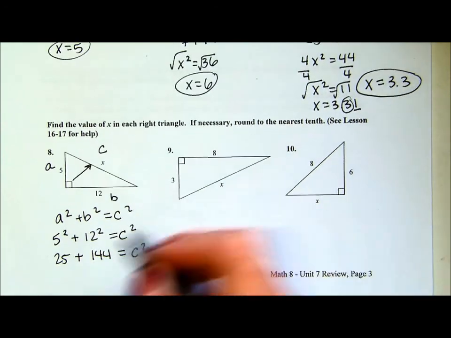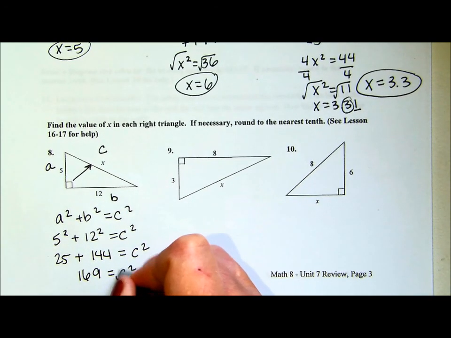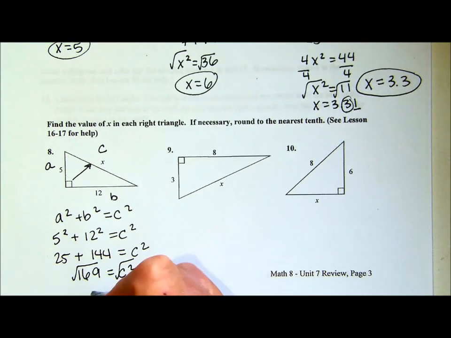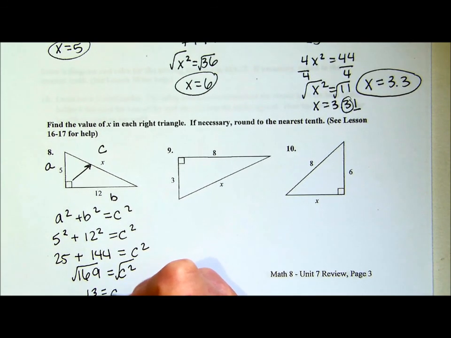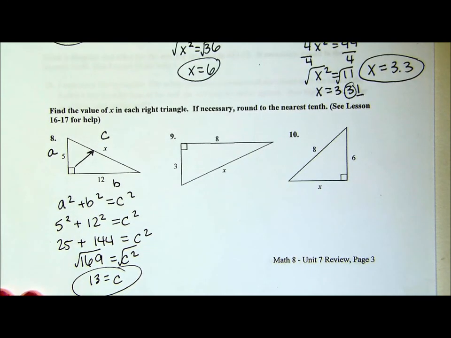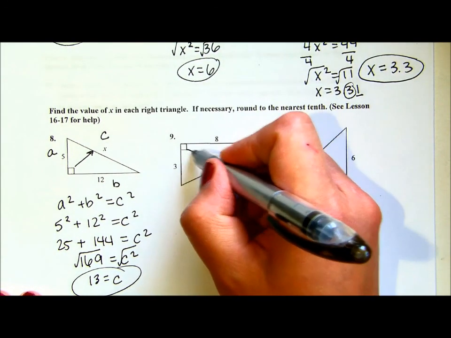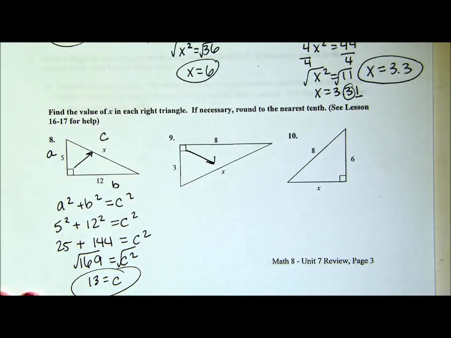Next, adding those two together, we get 169 equals c squared. We're going to square root, and our answer is 13 is going to equal c. So 13 is c or x, whichever one you want to put down. Next up, number 9. Once again, we're solving for the hypotenuse in this case.